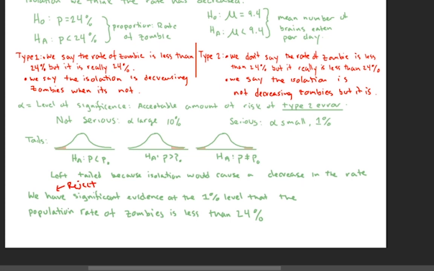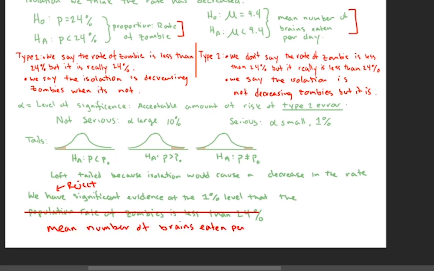And then here I am. I've actually only done this for one of my two parameters. My two parameters are the rate of zombies and the mean number of brains eaten per day. So I'm just actually not completely done with this because I should also have one that says we have significant evidence at the 1% level that the mean number of brains eaten per day is less than 9.4 brains.